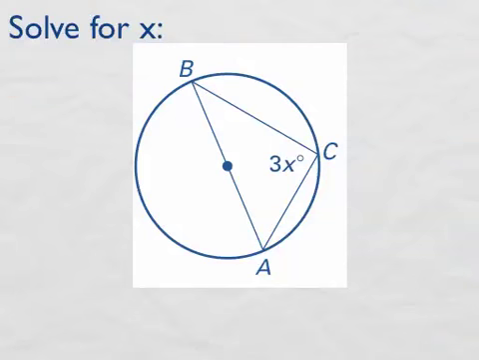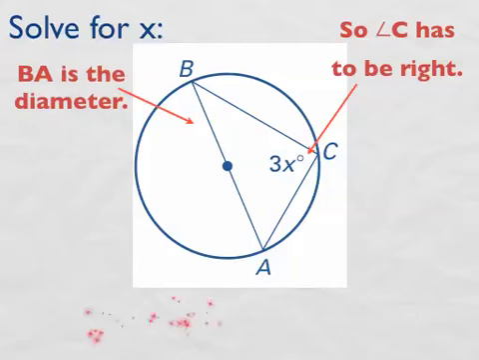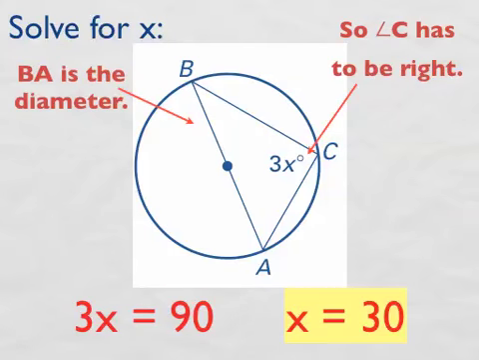This example asks us to solve for x. Notice AB would be the diameter of this circle, and angle C would be opposite the diameter. Because angle C is opposite the diameter, we know that it has to be a 90-degree angle. So we can say that 3x equals 90. Divide both sides by 3, and you get x equals 30.